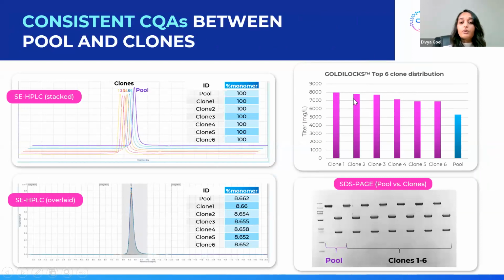So when we evaluated the quality attributes of the clones versus the pool, by size exclusion HPLC, we see that they're all monomeric forms of the protein after a single protein A purification step. And then furthermore, by SDS-PAGE, again, just after protein A purification, we see very high levels of purity. And furthermore, just incredibly consistent product quality from pools to clones.